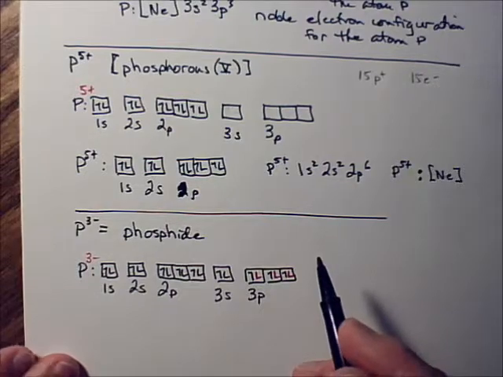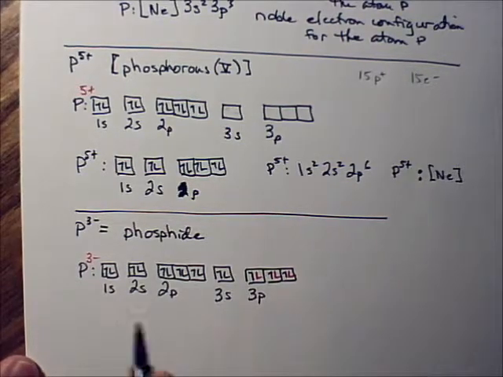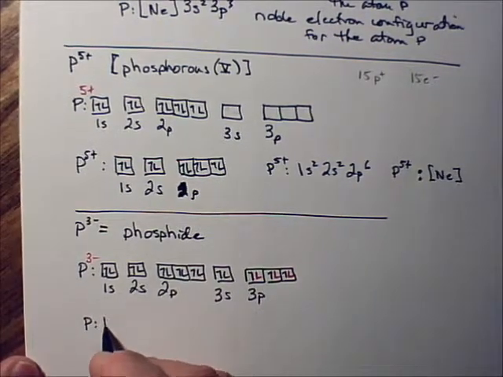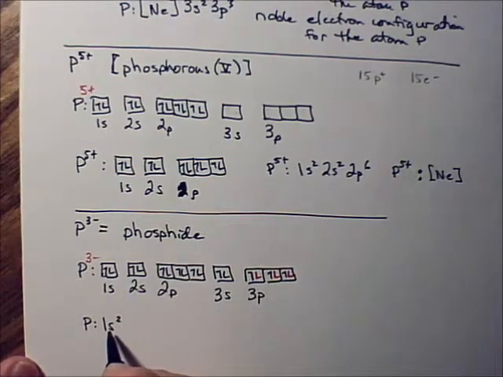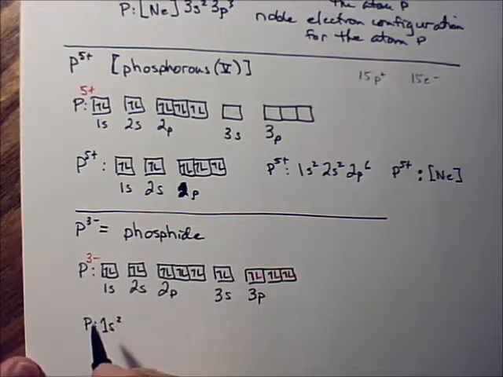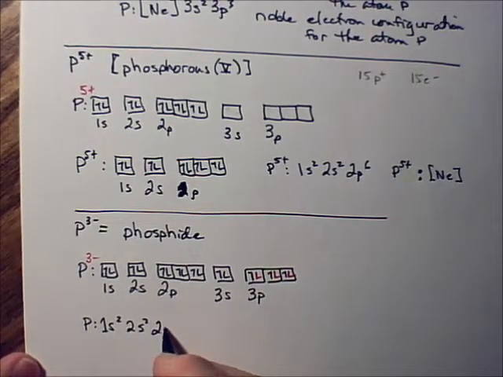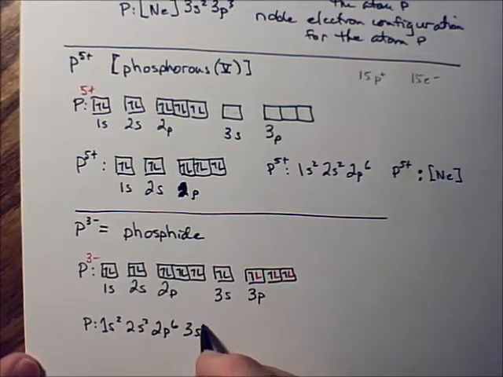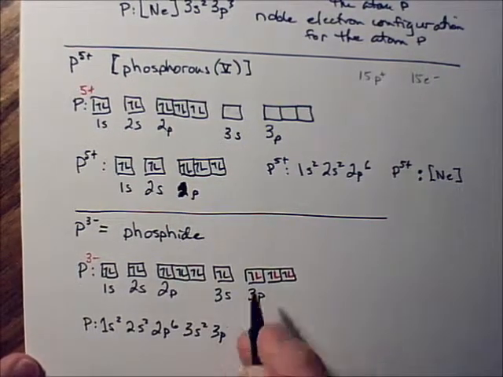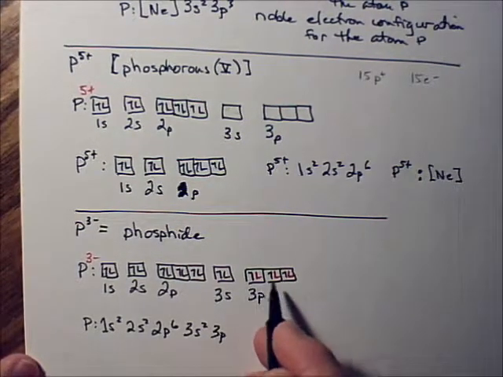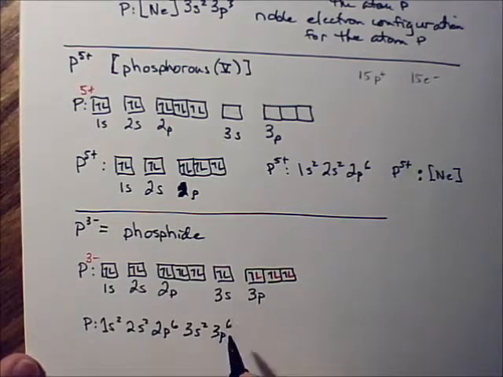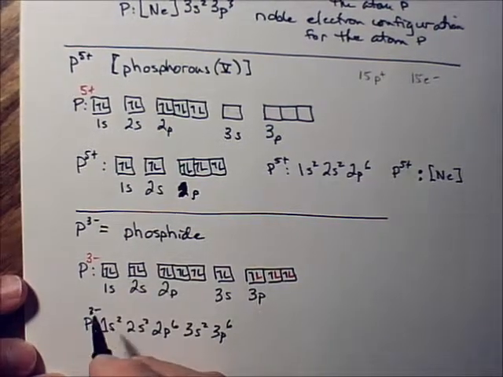Its electron configuration then is 1s2. Remember, lowercase s, superscript 2. This has to be a full-size coefficient number. 2s2, 2p6, 3s2, and 3p, what is it? 6. Okay? And then a 3 negative over here.